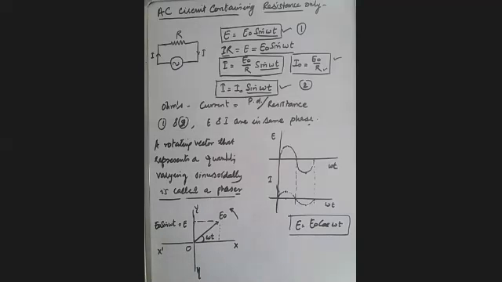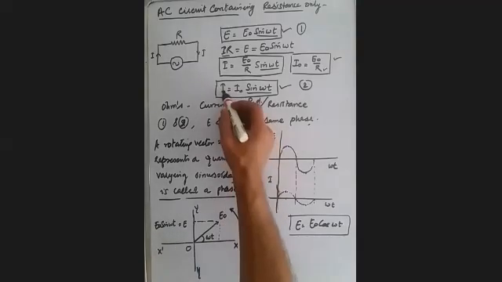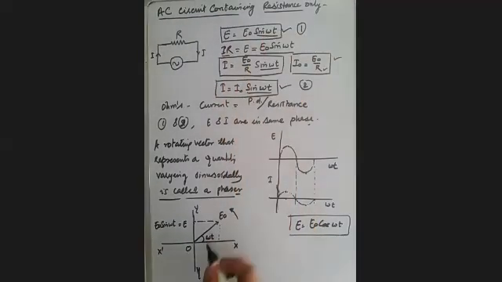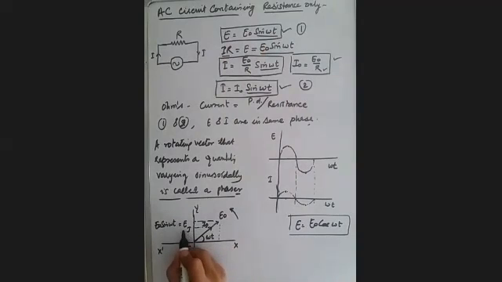Now in this case, because I and E are in the same phase, I is also making the same angle with the horizontal. Let us say I naught is the maximum value of current and E naught is the maximum value of EMF. Both are in the same phase. So the value of I we can get like this: I will be equal to I naught sine omega t by taking a projection on the y-axis.